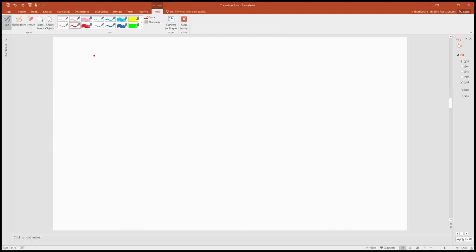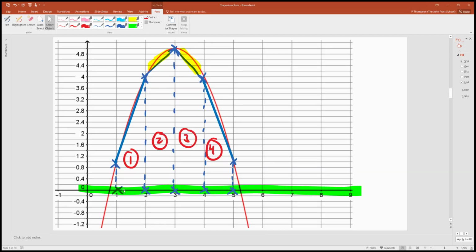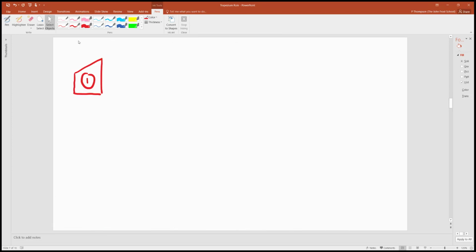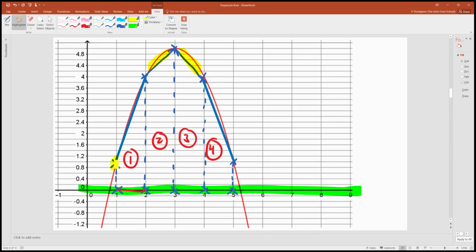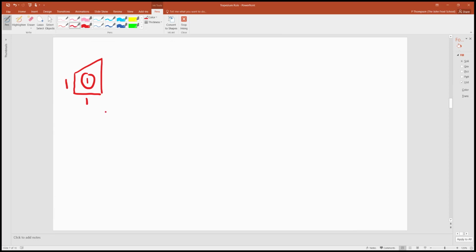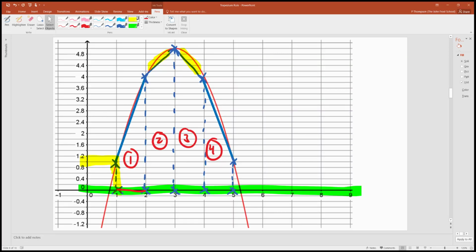I'm going to first of all do a sketch of trapezium 1. It looked like this, just roughly. If you look at the trapezium, I hope you can see that it is 1 unit across here, so that's got length 1. It goes from 1 to 2. This height here, I think is 1. You read across, you get to 1. So it's 1 high as well.